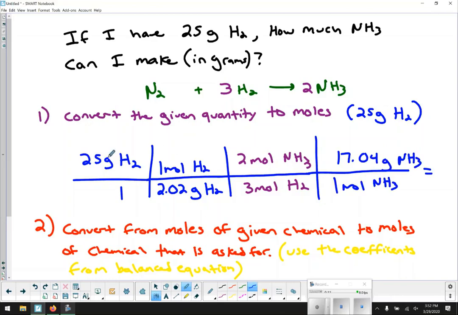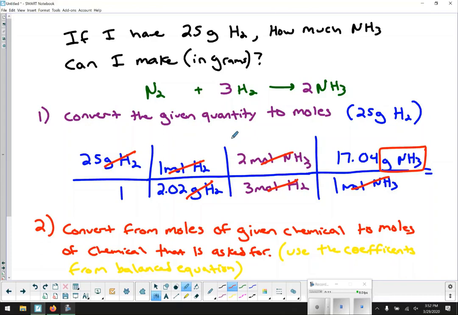And if you look, you cross out grams of H2, which is what you started with. Then you can cross out moles of H2. Then you can cross out moles of ammonia. And what you end up with is grams of ammonia, which is what the question asks about. So that is how you set up the conversion.